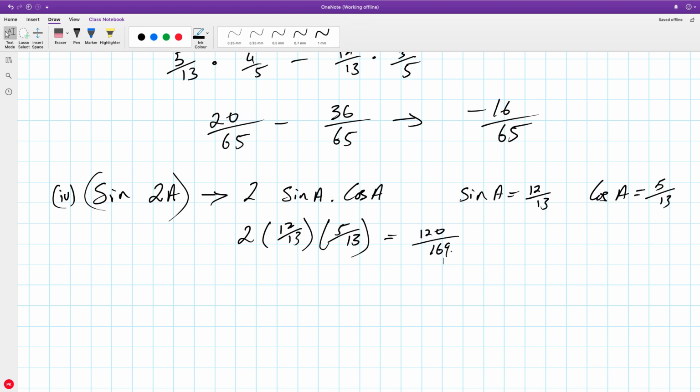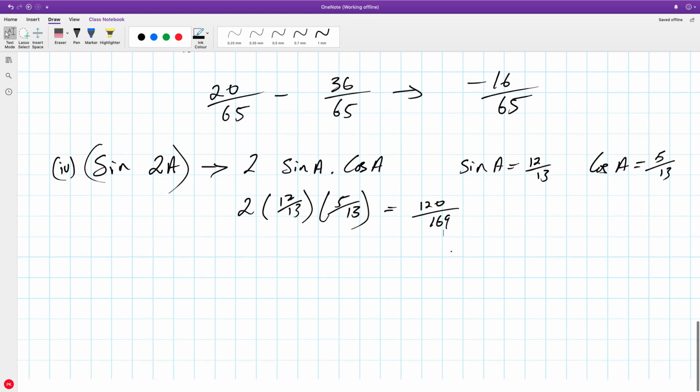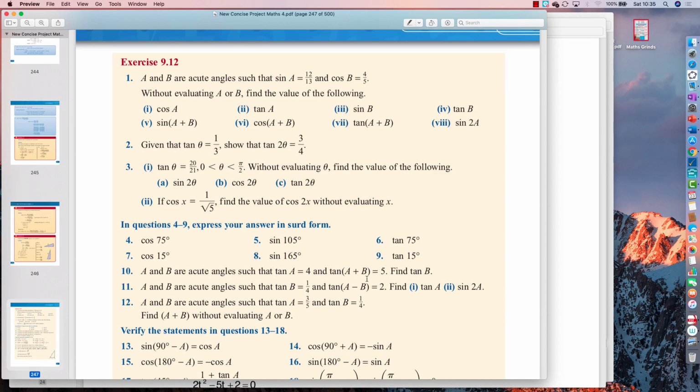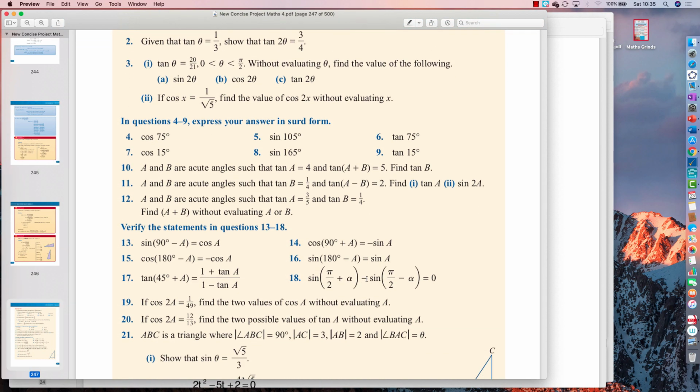Okay, guys? Right. Let's change it up a bit again. Still using our compound angle formulas.